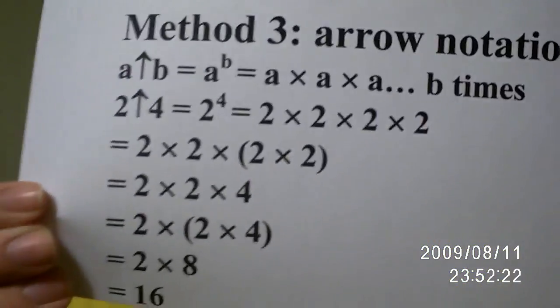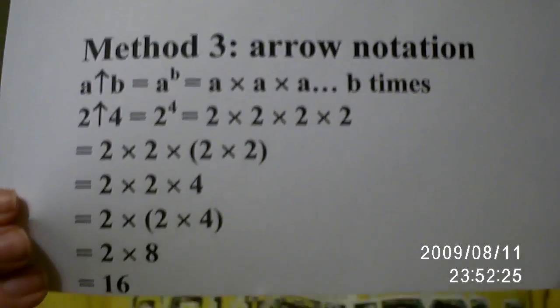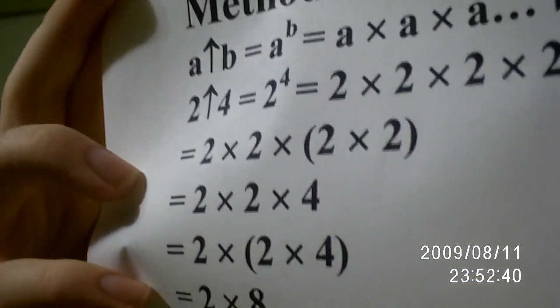And then comes method 3, arrow notation. It gets big numbers the fastest, although it is kind of hard to explain. So if you know powers, you know a arrow b is a to the power of b, or a times a, b times. So 2 arrow 4 is 2 to the power of 4. So that's 2 multiplied by itself 4 times. That would be 2 times 2. Start to work it out. Now it's preferred right to left, although you don't have to. So that's 2 times 2 times 4. And keep working. It's 2 times 8, and that's 16. That's single arrow, which is copying off of powers.